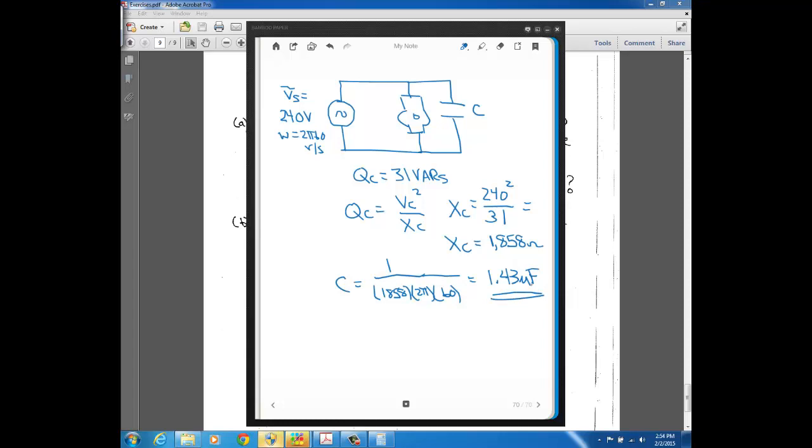Okay, well that's going to wrap up power factor correction, and the last part of this course will involve concepts, definitions, and problems involving transformers.